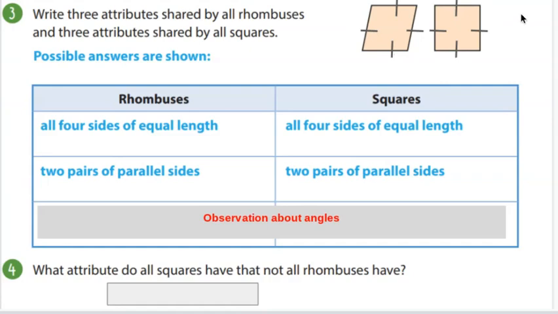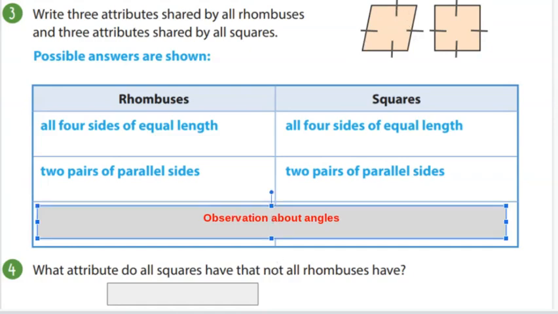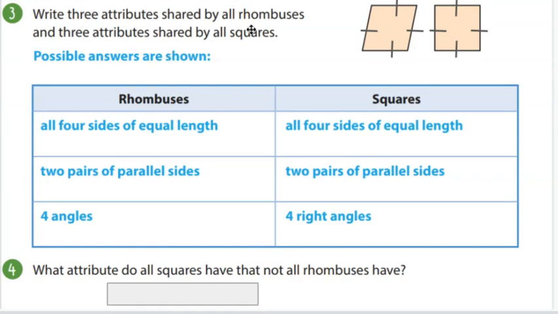So now we're going to talk about angles. I noticed that a square has that benchmark angle in it, and this one here I don't see any of those right angles. So let's take a look. A rhombus just needs to have 4 angles. Remember, if it has 4 sides, it has 4 angles. If it has 3 sides, it has 3 angles.